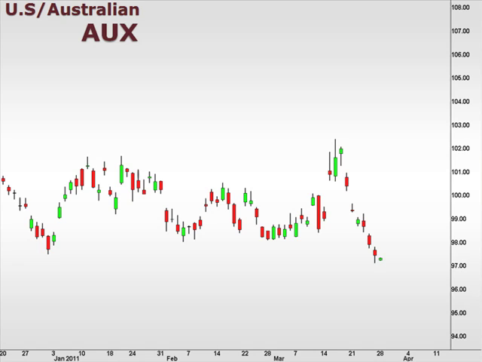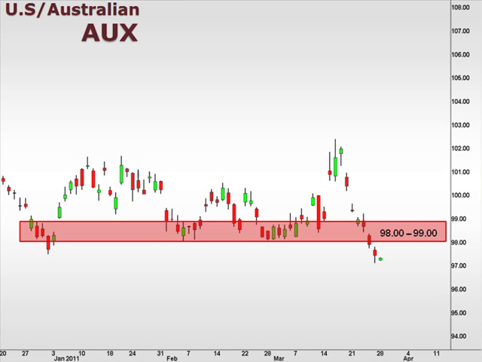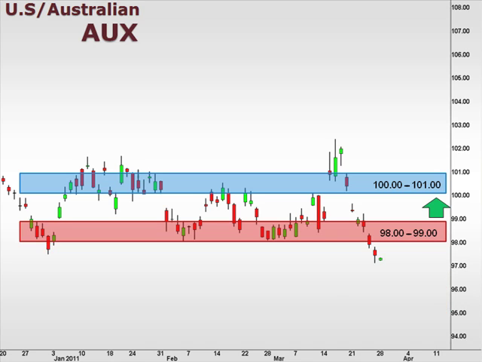Let's take a look at the US dollar versus the Australian dollar as seen here in the AUX. The AUX broke below a major support level at 98, which does open the window for a move lower towards this 95, 96 box. A reversal back into the 98, 99 focal zone is likely to follow through with a move towards this 100, 101 resistance level.